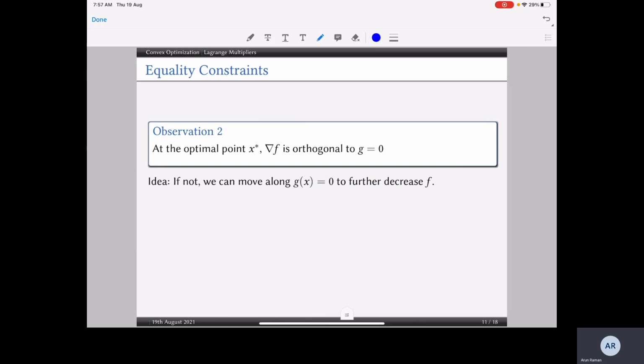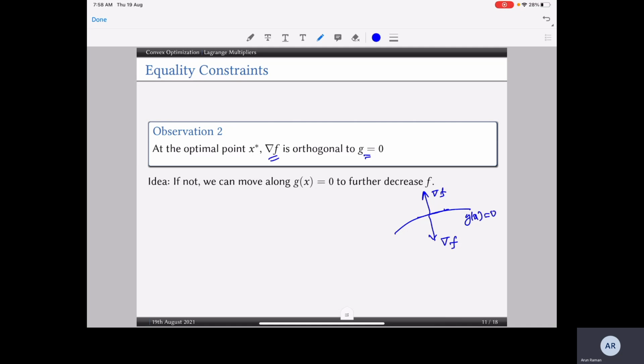Another observation is that at the optimal point, the gradient of f is orthogonal to g equals 0. Okay, so this makes sense. The gradient of f can point in this direction, or the gradient of f can point in the opposite direction also. We do not know in which direction exactly it will point.